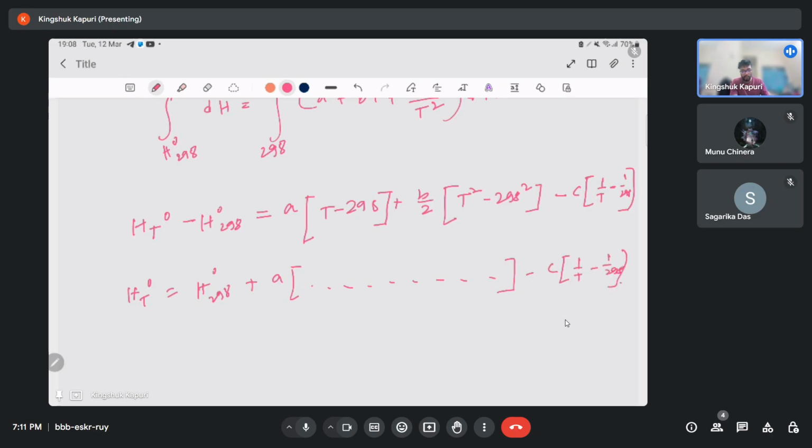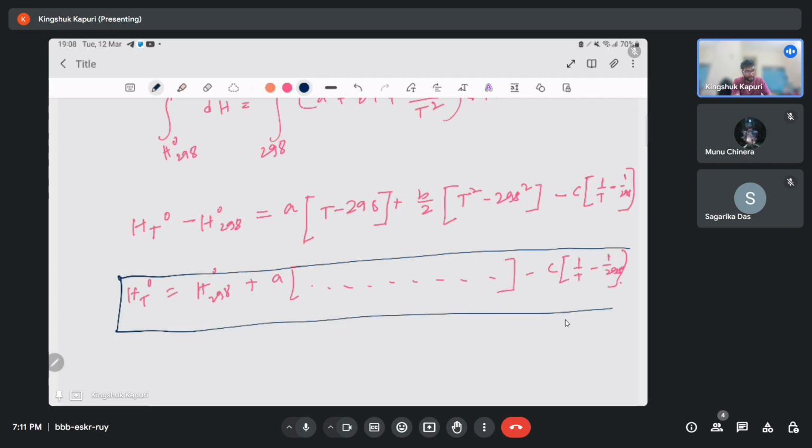this will be an equation. If you break this equation you will get this form. It's a very simple equation. This equation tells me that if I know the enthalpy of any substance at any temperature, or if you want to calculate the enthalpy of any substance at any particular temperature, we can just refer to this equation. If I know the Cp, the specific heat, I can get the enthalpy of any substance at any particular temperature.